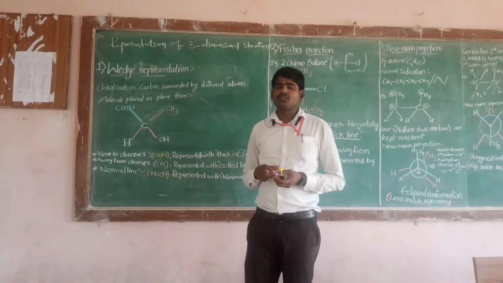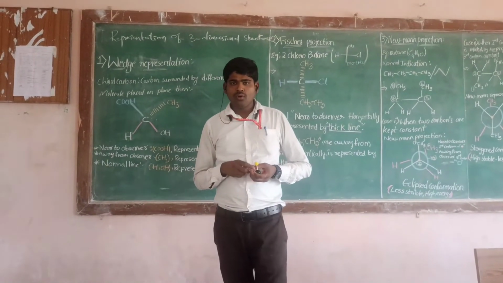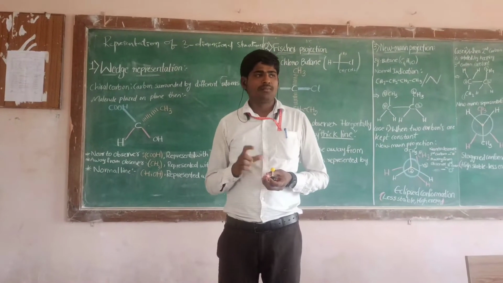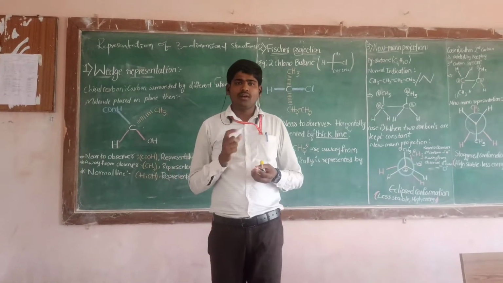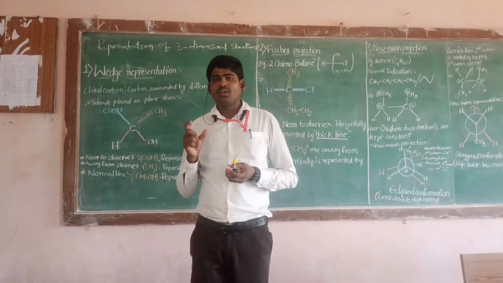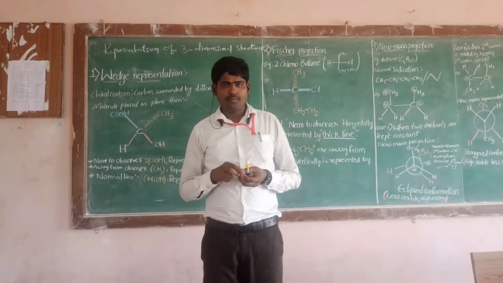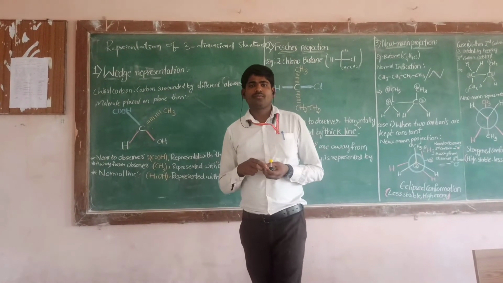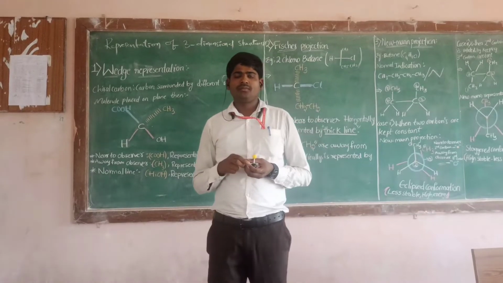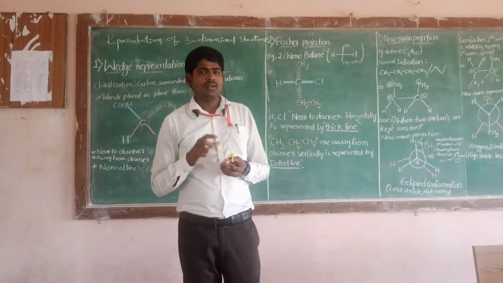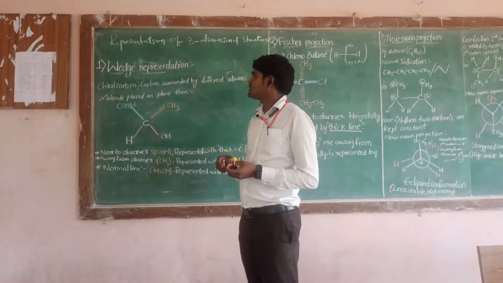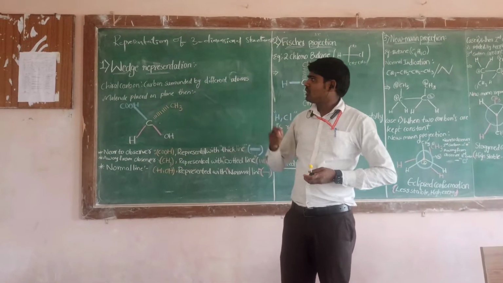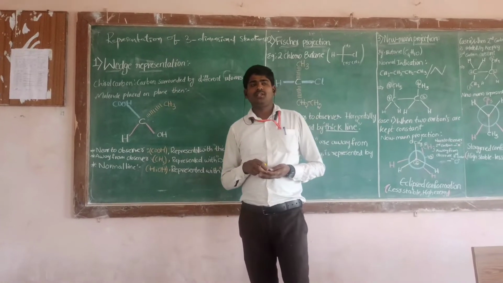In this representation, totally four types of representations are there. First one is a wedge representation. Second one is a Fischer projection representation. Third one is a Newman representation. And fourth one is a Sawhorse representation. So let us take the first one, a wedge representation.